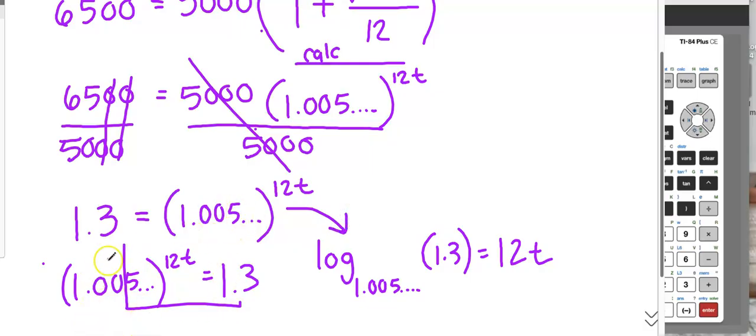Again, if you can go from this step to this step, go you. I like to put the base on the left so I can do my little L. So I've got log base 1.005 of 1.3 equals 12t. I'm almost done. I want to get t by itself, so we're just going to divide by 12 on both sides.